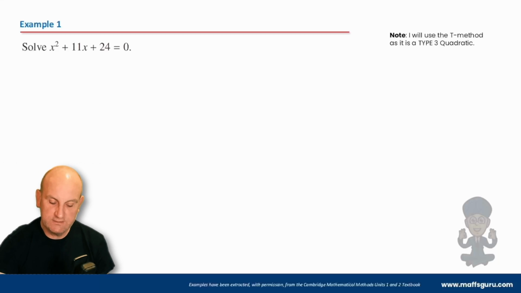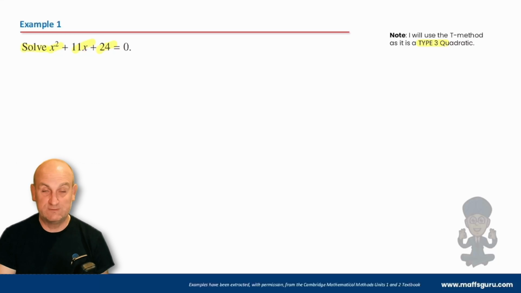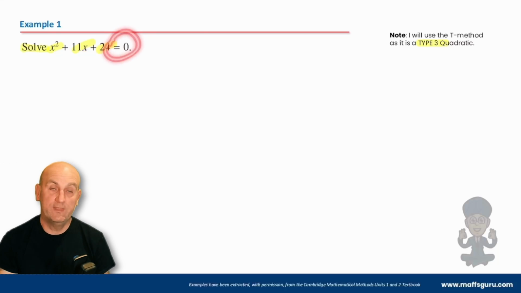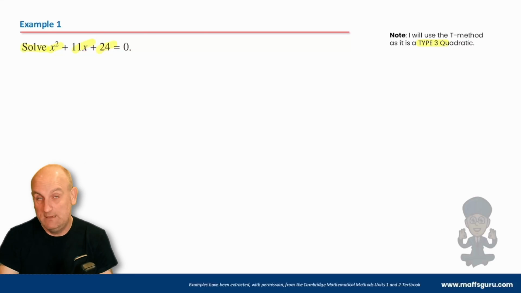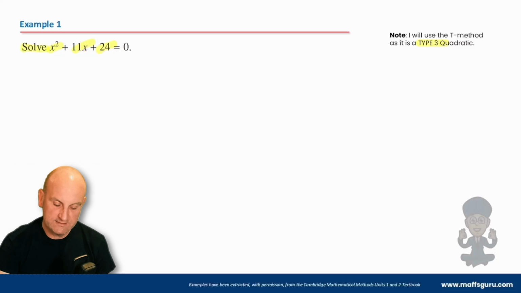So the first thing I always do is say, right, okay, what type is it? Well, it's a type 3 quadratic. It's got an x squared term, it's got an x, and it's got a constant. Now, the fact it's equal to 0 is the reason they've given me "solve". So I've got to find the specific values of x. If it didn't have this equal to 0, then I'd be just factorizing. And again, the T method will do that for you.